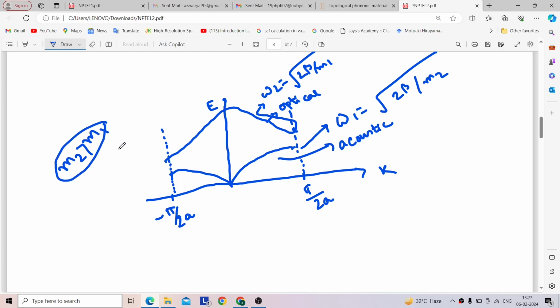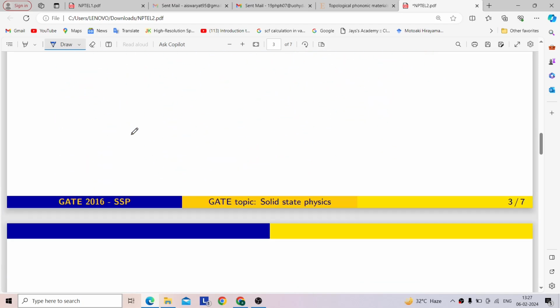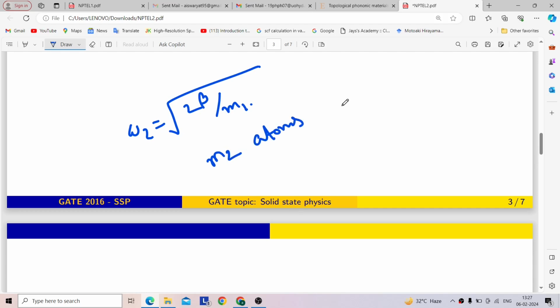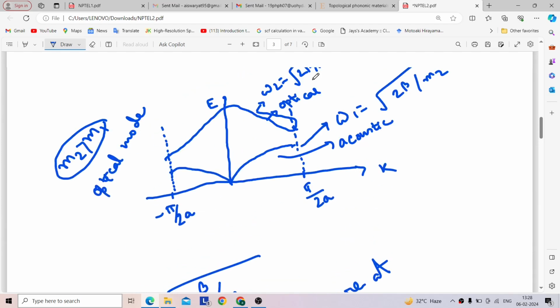Now you can see, and also there was one condition in that case implied that m2 greater than m1. So now for this case, if I just only focus on the optical mode, in that optical mode our omega 2 is nothing but root over 2 beta divided by m1. So that means in that case our m2 atoms are at rest, right? So in optical mode, m2 atoms will be at rest.